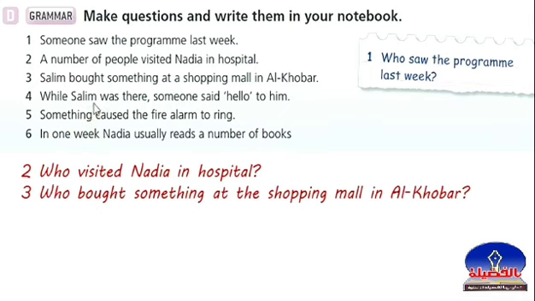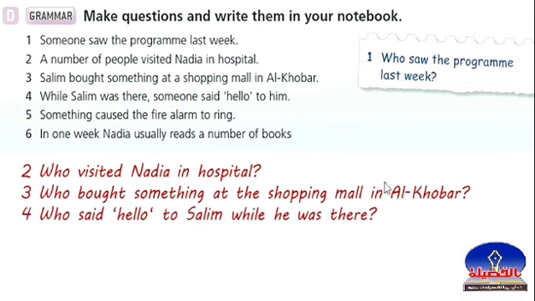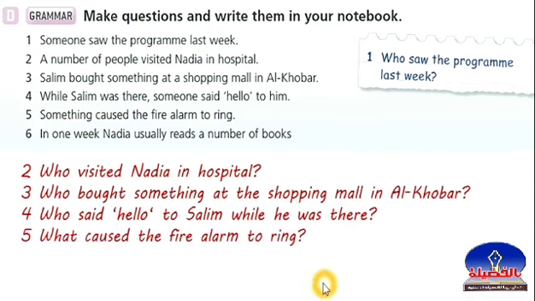While Salim was there, someone said hello to him. Someone. Excellent. A person, of course. Very good. Number 5. Something caused the fire alarm to ring. Something. Very good. Well done. A thing. So we use what? The last one?